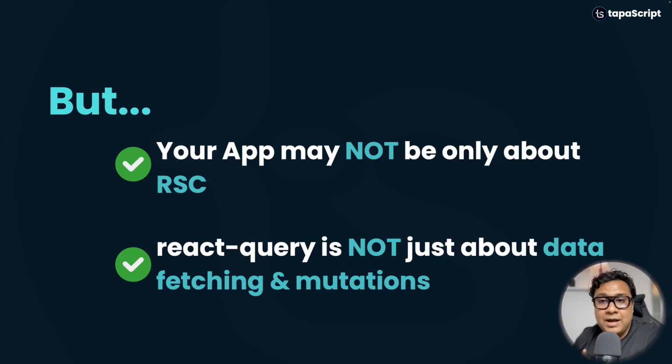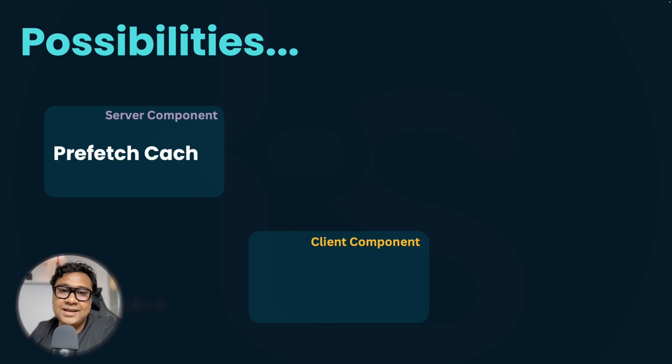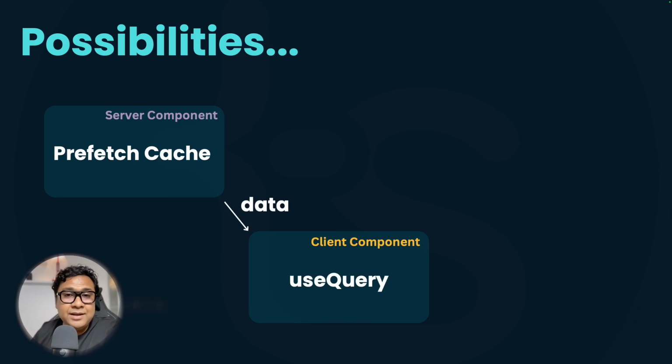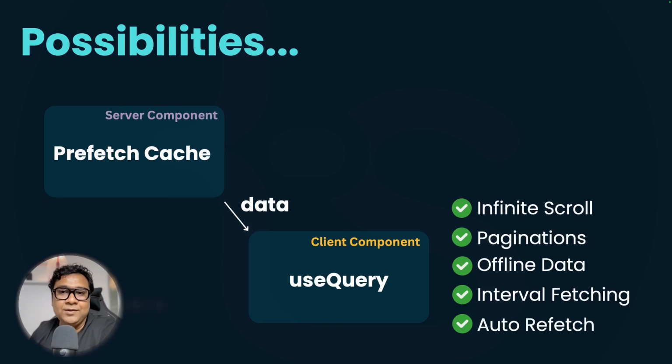But in your application, if there are client components, they might need a few more use cases as well. So what are the possibilities? Let's say you have a server component and a client component. On the server component, you can always prefetch the data, right? That's what we say in Next.js. That prefetched cache can exist, and the data can be passed to the client component. On the client component, you can use React Query, the useQuery API and many other APIs to perform operations like infinite scroll, pagination, offline data, interval fetching, auto refresh. All this functionality of React Query you can leverage.